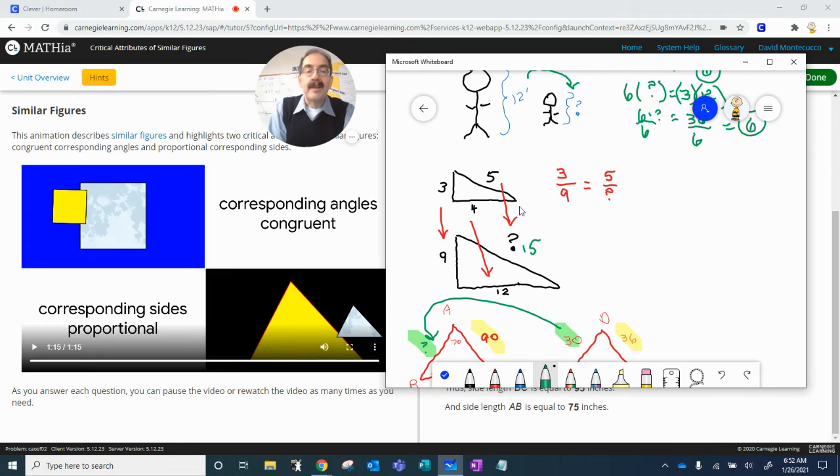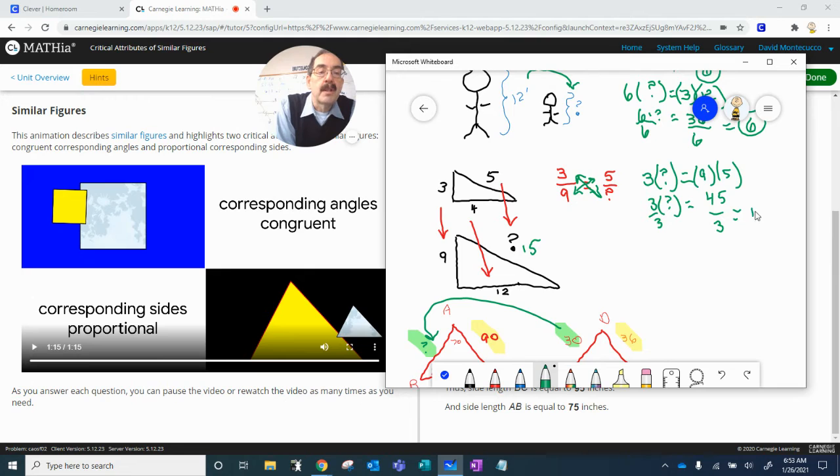Well, mathematically, we can do that. 3 goes to 9 as the 5 goes to something, factors of 3. But mathematically, we want to be able to write that out, okay? So 3 times our unknown is equal to 9 times 5. So 3 times our unknown is equal to 45. Divide by 3, divide by 3, and lo and behold, 15 mathematically.